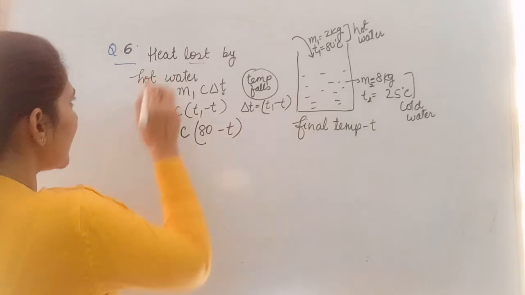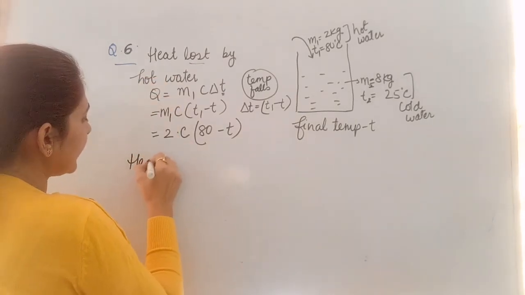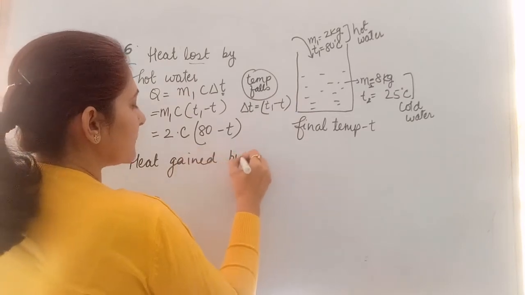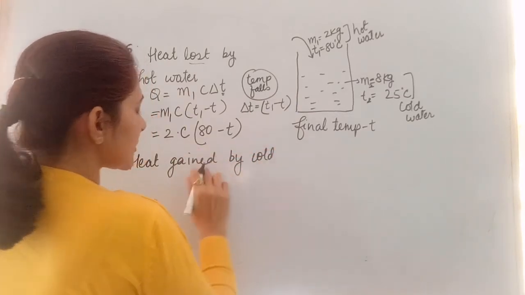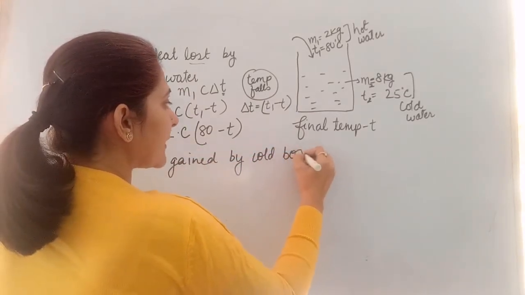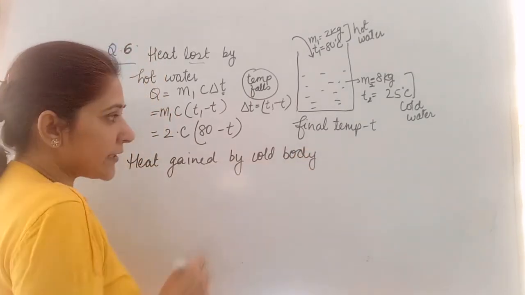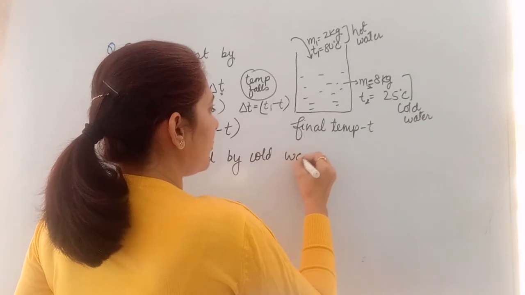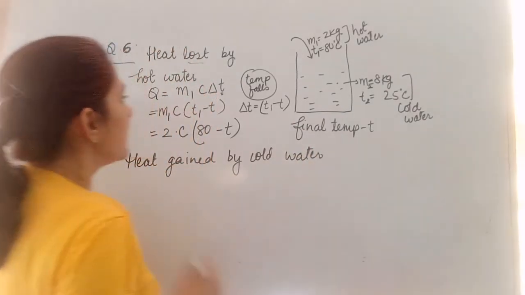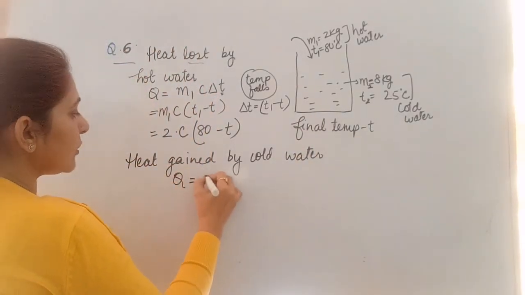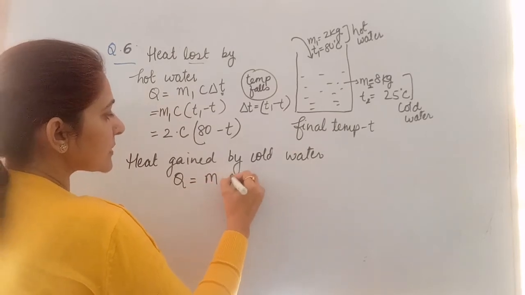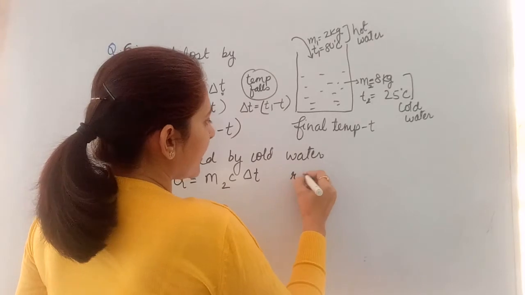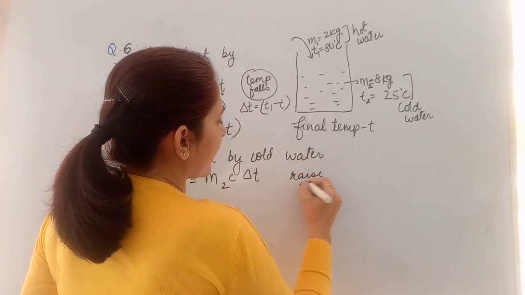Okay, now in the same way we have to calculate the heat gained by the cold body, because when these two are mixed, it is going to gain the heat. So heat gained by cold body. Instead of body, because we are talking about water, we are going to write cold water. Same way, how can we find out the heat? This is M2 C and this is delta T. Here, what will happen, here is a rise in temperature.